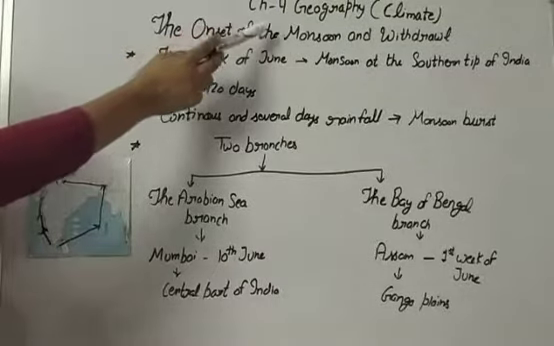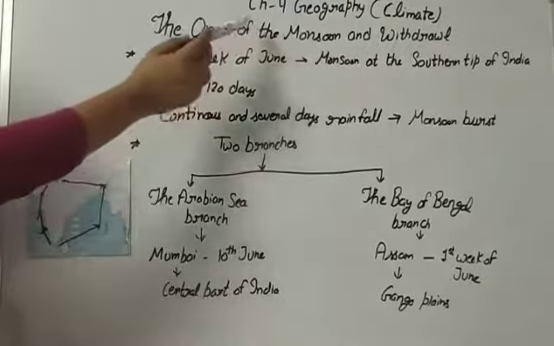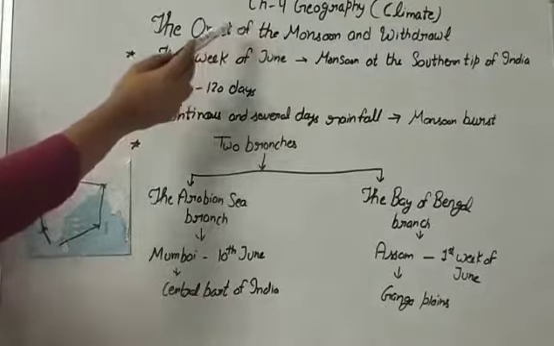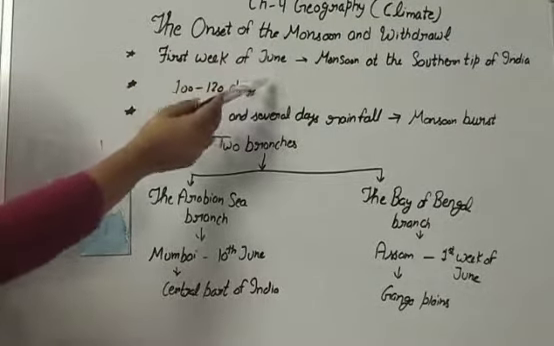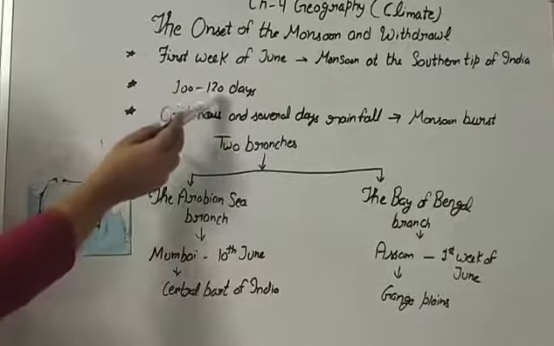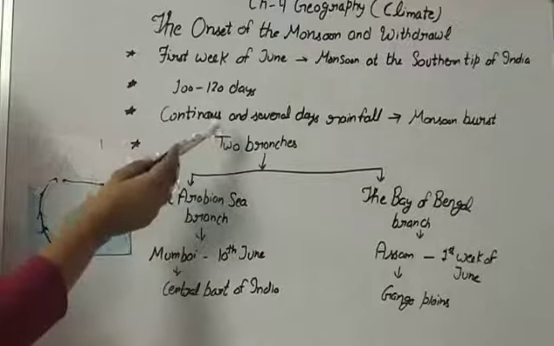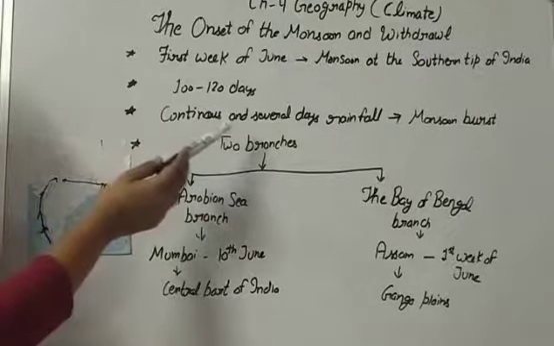Students, in the previous video of Chapter 4, Geography Climate, we discussed the mechanism of monsoon. In India, the monsoon begins early in June and ends in mid-September. It lasts for 100 to 120 days. And before the monsoon enters the Indian subcontinent, it encounters various atmospheric conditions.